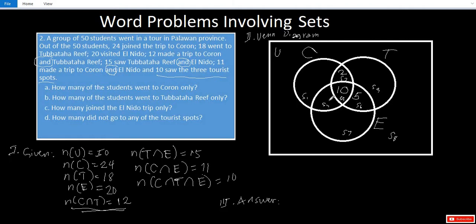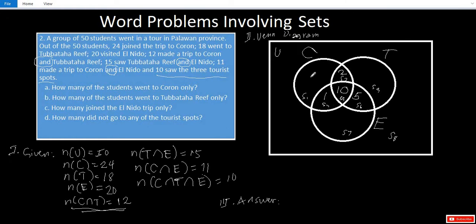Okay, what about these regions? This is the intersection of set C and set E, so S sub 4 union S sub 5. What is the given cardinality of C intersection E? We have 11. Since we already have 10 here in S sub 5, this is 1, so that the sum is equal to 11. So we are done populating this region here.